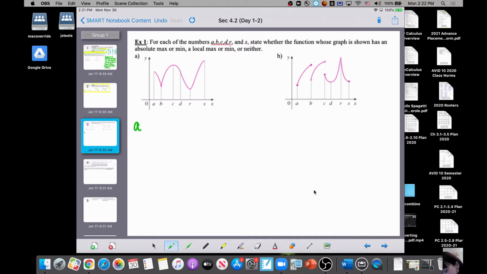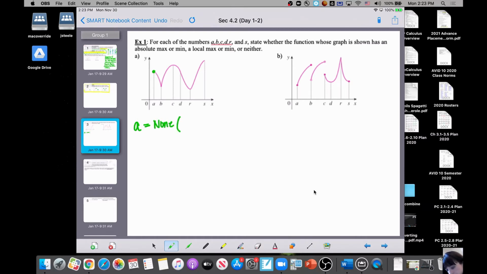All right, so for letter a, when we look at the graph right here, this is one of our endpoints. So the only thing that it could be is an absolute maximum or an absolute minimum. Well, when we look at the curve, it is definitely not the highest point, and it is definitely not the lowest point. So therefore, a is none.